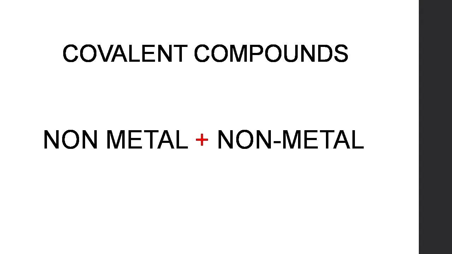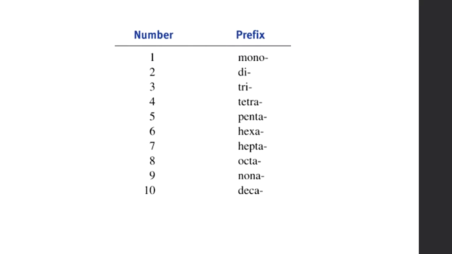Next are covalent compounds. These compounds are composed of two or more non-metals, which are found at the rightmost part of the periodic table. To name them, one should use prefixes that indicate the amount of an element in the compound. These are mono for 1, di for 2, tri for 3, tetra for 4, and so on and so forth. These prefixes are added before the element's name.